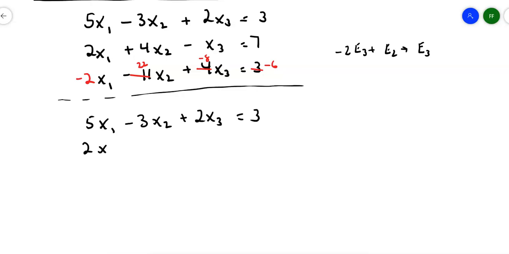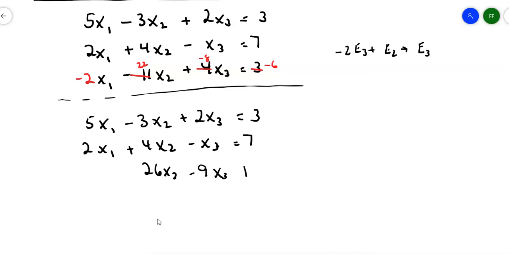Middle row stays the same. And when I add the two of them together, 2 minus 2 is 0, so nothing goes in that bottom corner over here. 22 plus 4 is 26. So I got a 26x sub 2. Don't forget that's a negative 1. So negative 1 minus 8 is negative 9x sub 3. And then when I add a 7 and a negative 6, I get 1.